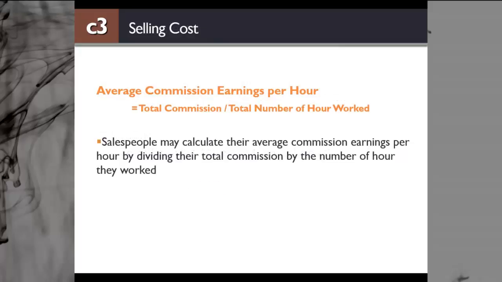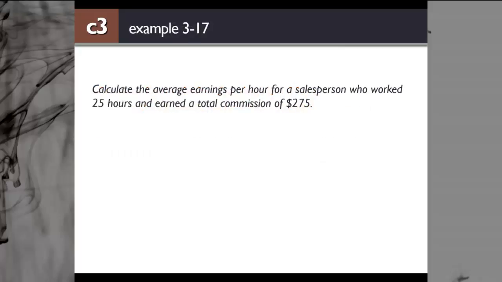And you can also calculate the average commission earning per hour based on the total commission and total number of hours worked. Salespeople may calculate their average commission earnings per hour by dividing their total commission by the number of hours they work, so that they can know the average commission earning. Example: calculate the average earnings per hour for a salesperson who worked 25 hours and earned a total commission of $275. So you know the hours the person worked and the total commission.